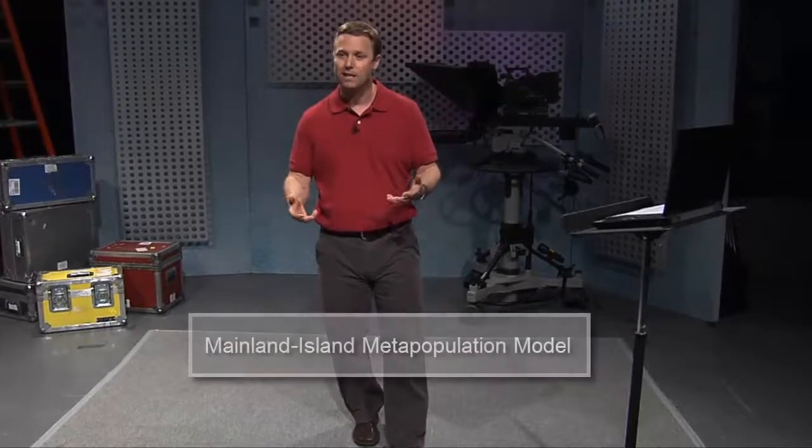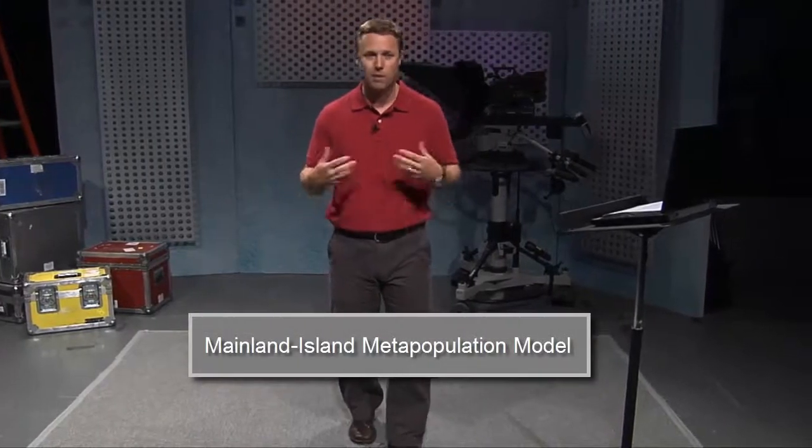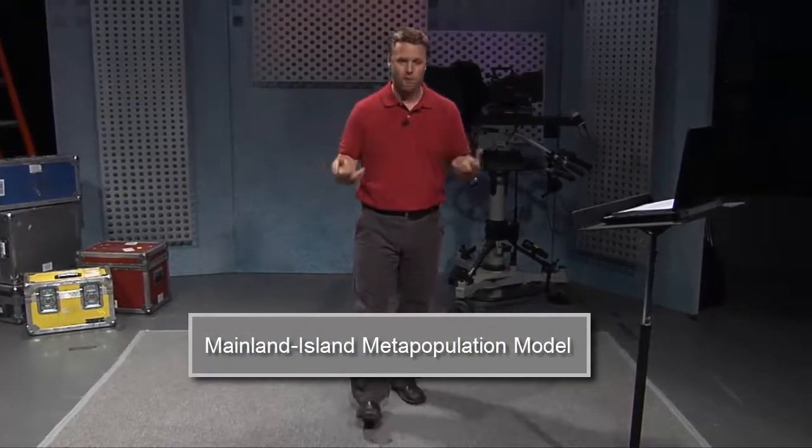This basic model, which we've just covered, is oftentimes referred to as the mainland island model. It's the basic metapopulation model. And one of its core assumptions is that this probability of extinction and probability of colonization, PE and PI, are constant across all of our sites. So every single subpopulation has the same PI and PE, regardless of the circumstances.